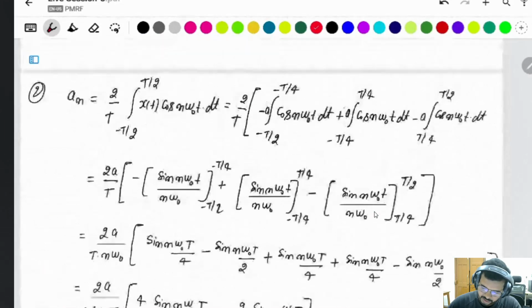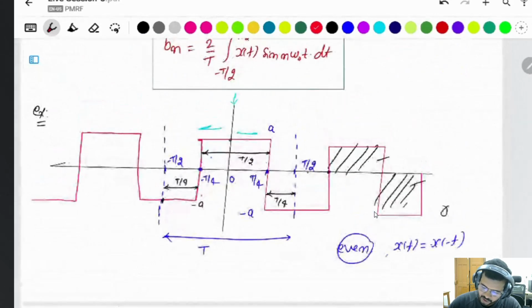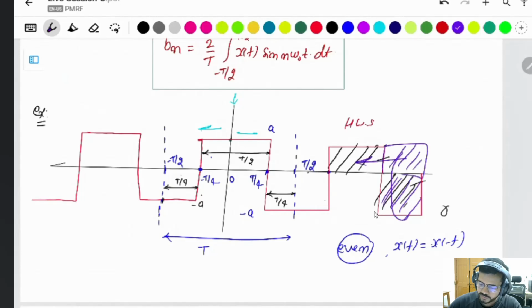Another signal also has half wave symmetry. Why? You can shift this one, suppose shift to the upper side, it will be here. After that we can shift left to right, then this will overlap the original signal. In this case, this signal has half wave symmetry, so A naught will be 0 directly.